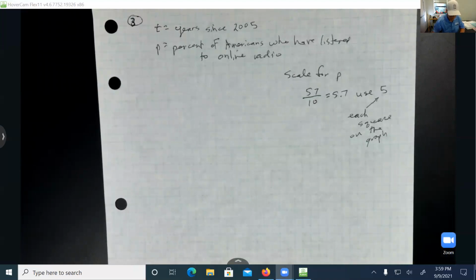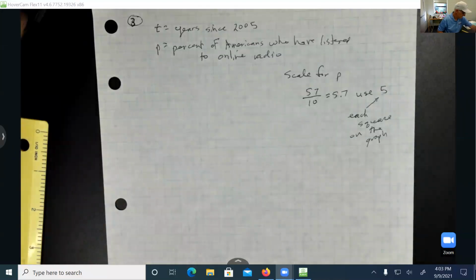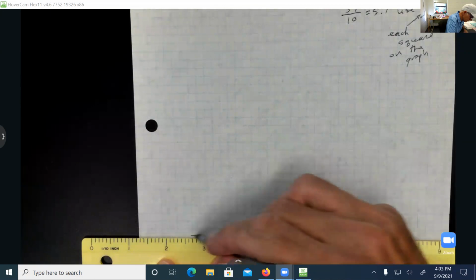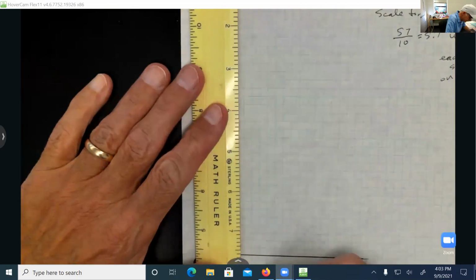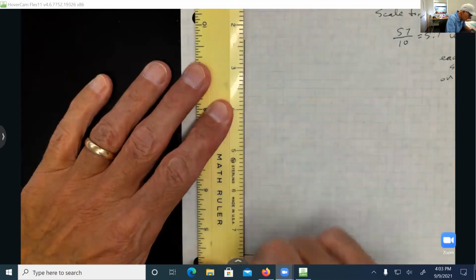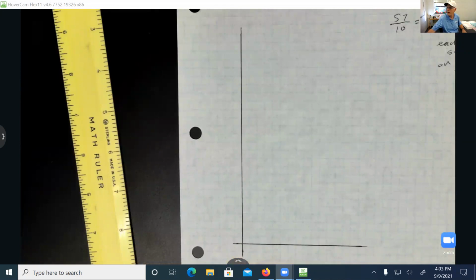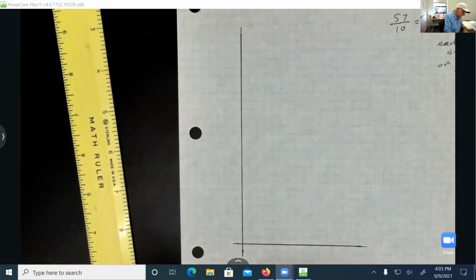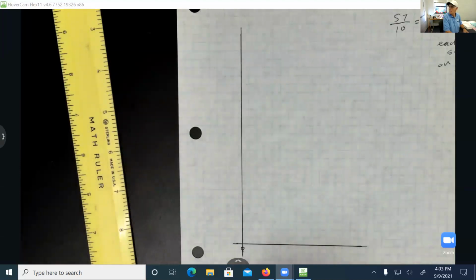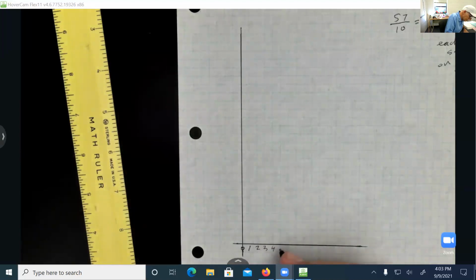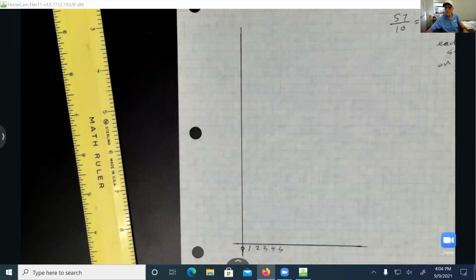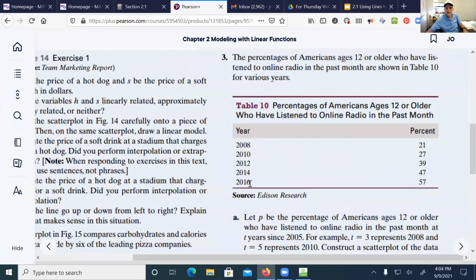Now I need to grab a ruler so we can get ready to make our scatter plot. Okay, so my horizontal axis will be about right here, my vertical axis here. Along this horizontal axis, I'm going to have one square be 1 year. So this is the year 0. 1, 2, 3, 4, 5, 6, 7, 8, 9, 10. Let's see. 2016 is my largest value. 2016 minus 2005 is 11, so I need to go up to about 11.